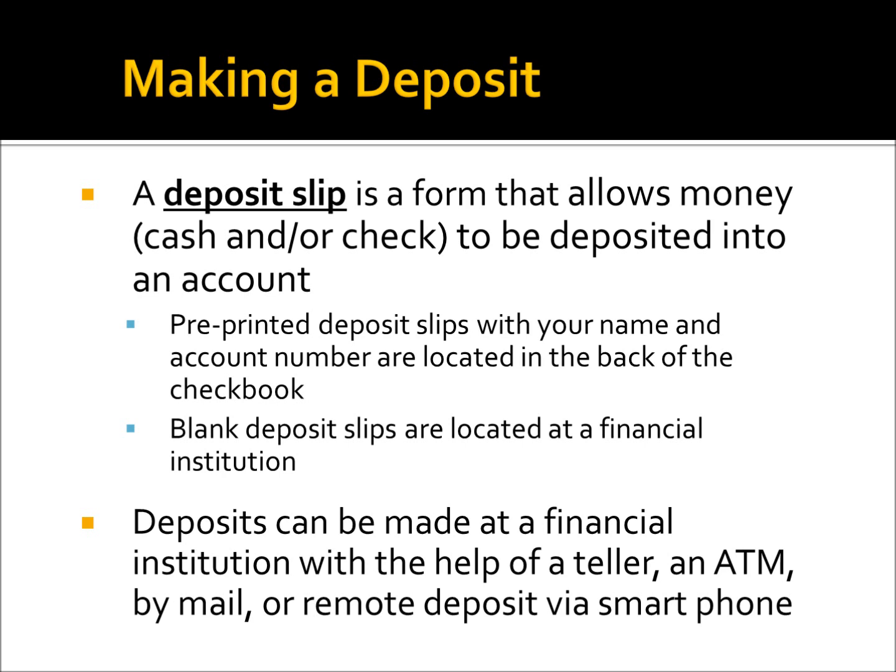And these pre-printed slips are found in the back of your checkbook. Now, if you don't have a checkbook, you would have to go to your bank and retrieve the deposit slips there. But because they are blank, you would have to fill out your name and your account number on those slips. Now, deposits can be made at any financial institution. You can go to a bank teller face-to-face and make your deposit. You can make a deposit at an ATM machine. You can make deposits by mail. And in our last lesson, we learned about remote deposits that you can make with your smartphone.